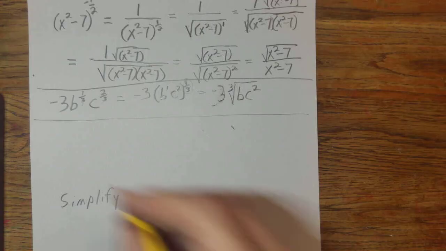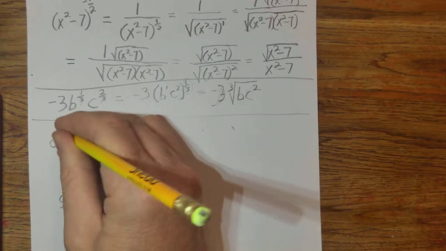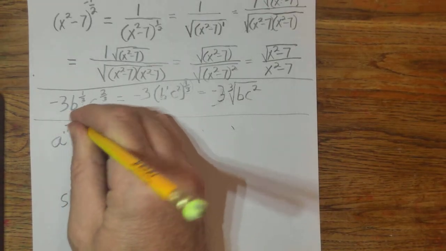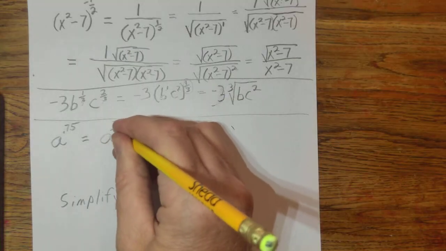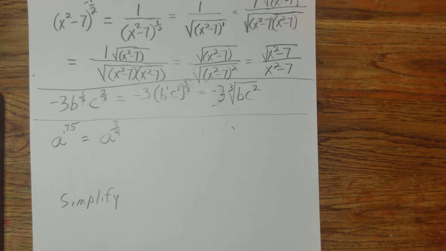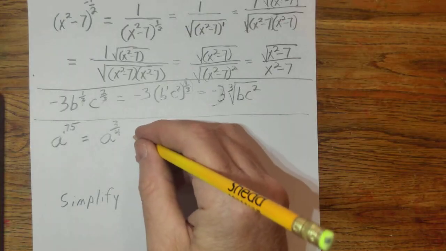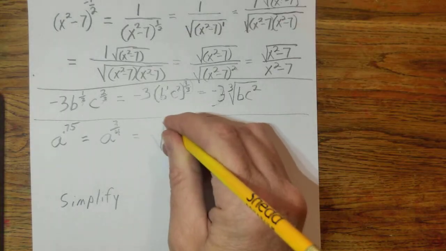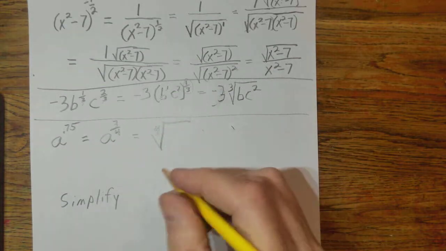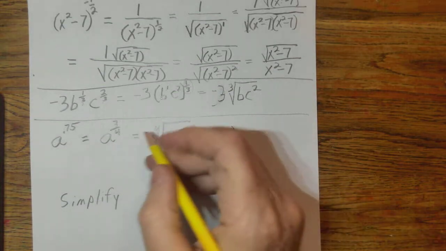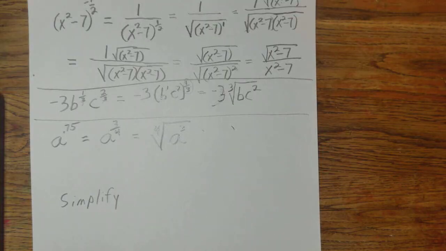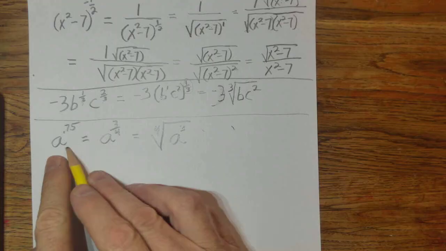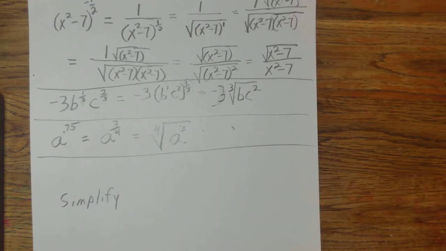Let's try this one. a to the 0.75 power. I think the best thing I can do is change 0.75 to its equivalent fraction. It's just 3/4. And then write it. The denominator is the index, and the numerator is the power of the expression. So the 4th root of a cubed is this. Maybe one more.